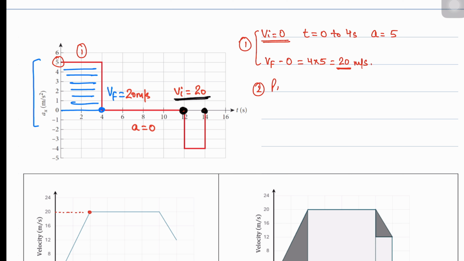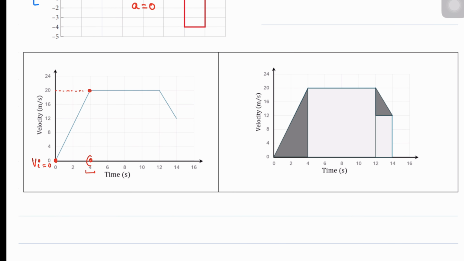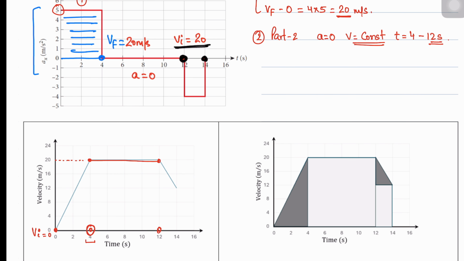So in part 2, what you observe? Acceleration is 0. If acceleration is 0, V remains constant, because if your velocity remains the same, there is no acceleration. Up to which time? Time is 4 second to 12 second. Yes or no? Okay, draw the graph. From 4 second to 12 second, your graph will be a straight line. Clear? Okay. Now part number 3.